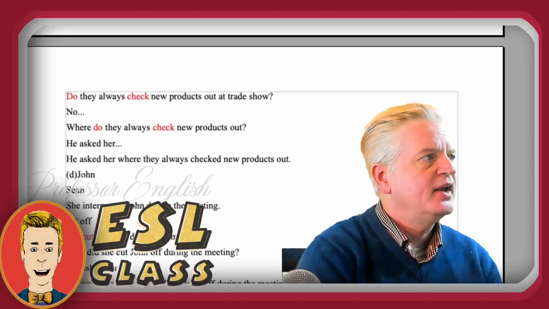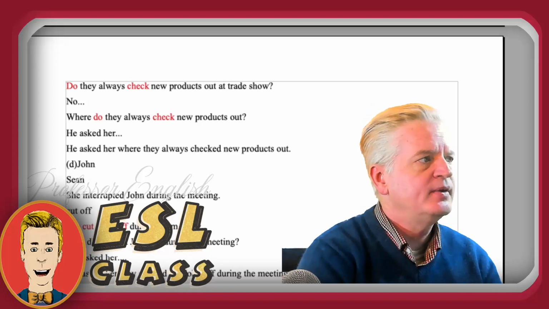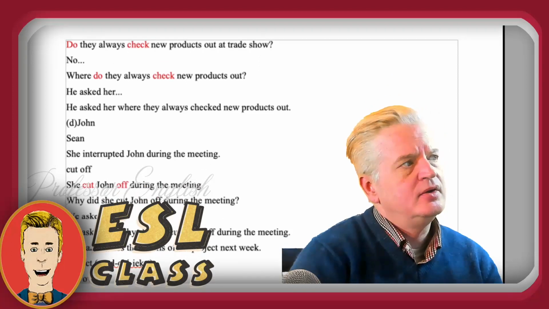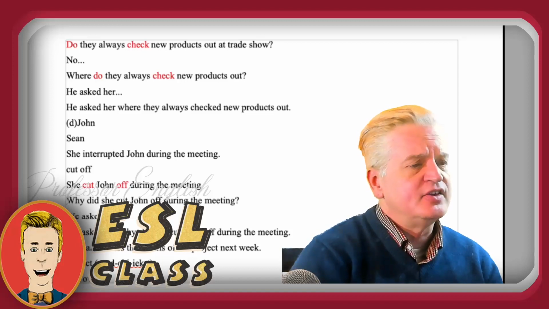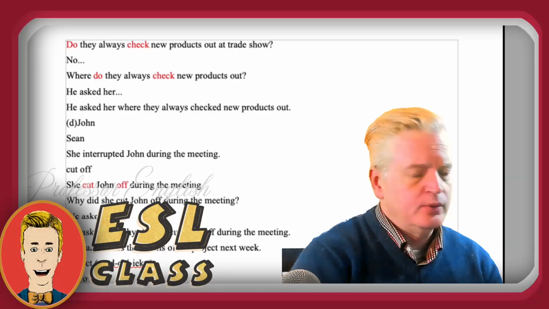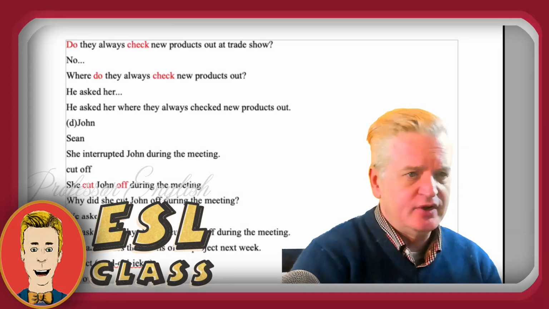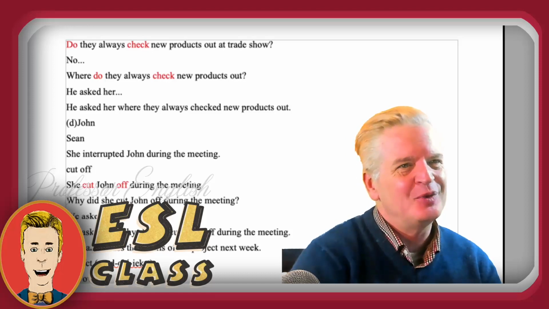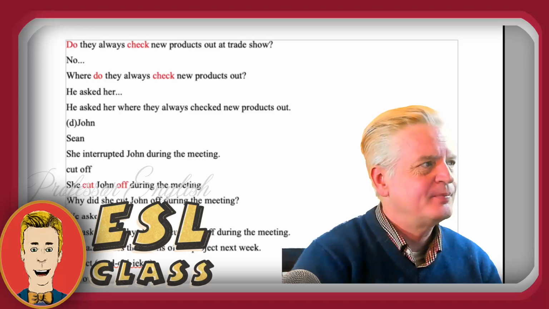How will you make a basic yes/no question with this sentence? Do they? Do they always? Do they always check new products out? Do they always check new products out at trade shows? Let's answer no. No, they don't. No, they don't always check out. Or, no, they don't always check new products out at trade shows.